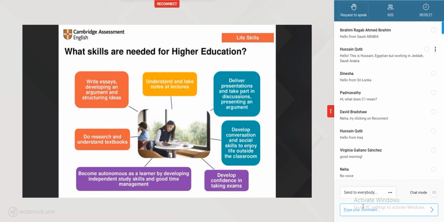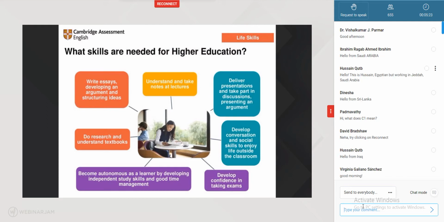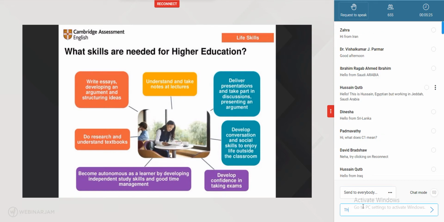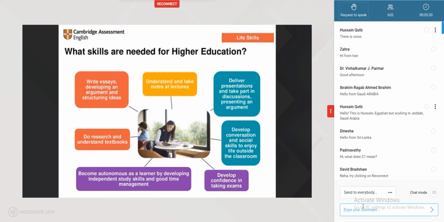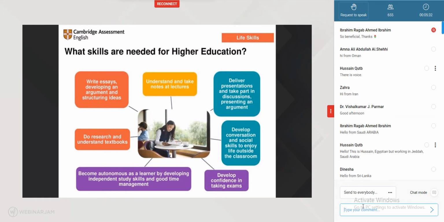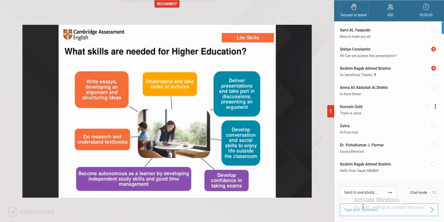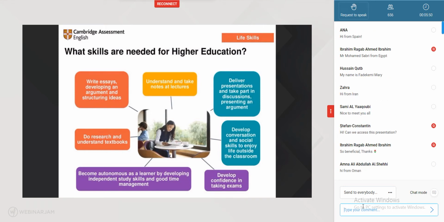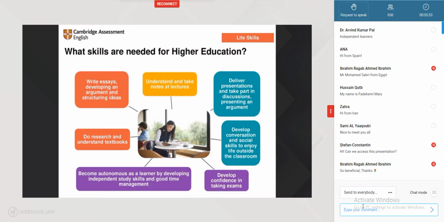So hopefully preparing for something like C1 Advanced also helps on that line. And also, as I said, I think becoming much more autonomous learners, developing good, strong independent study skills, good time management. And playing into that as well, the last one, Victoria. Being able to do research and understand textbooks. Well-organized research, sort of self-driven research, I think.